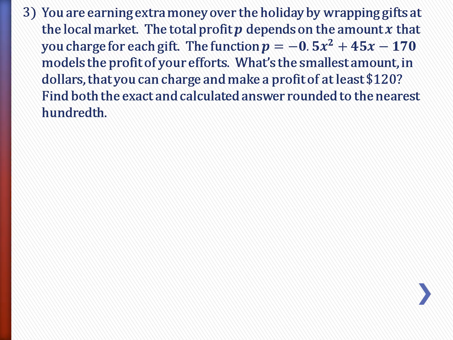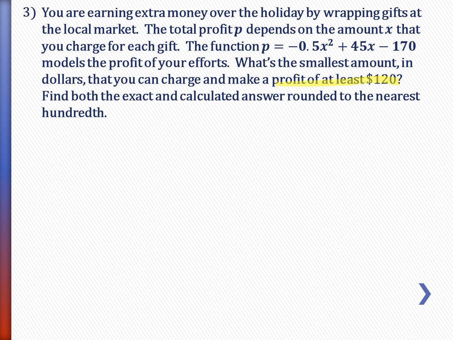All right, last example. This says you are earning extra money over the holiday by wrapping gifts at the local market. The total profit, P, depends on the amount X that you charge for each gift. The function P equals negative 0.5x squared plus 45x minus 170 models the profit of your efforts. What is the smallest amount in dollars that you can charge and make a profit of at least $120? We want to find both the exact and the calculated answer rounded to the nearest hundredth.